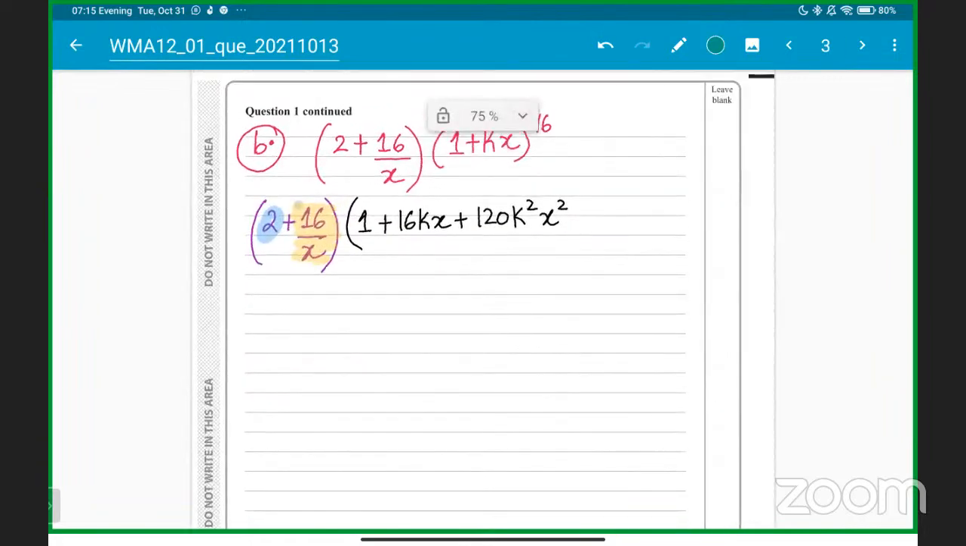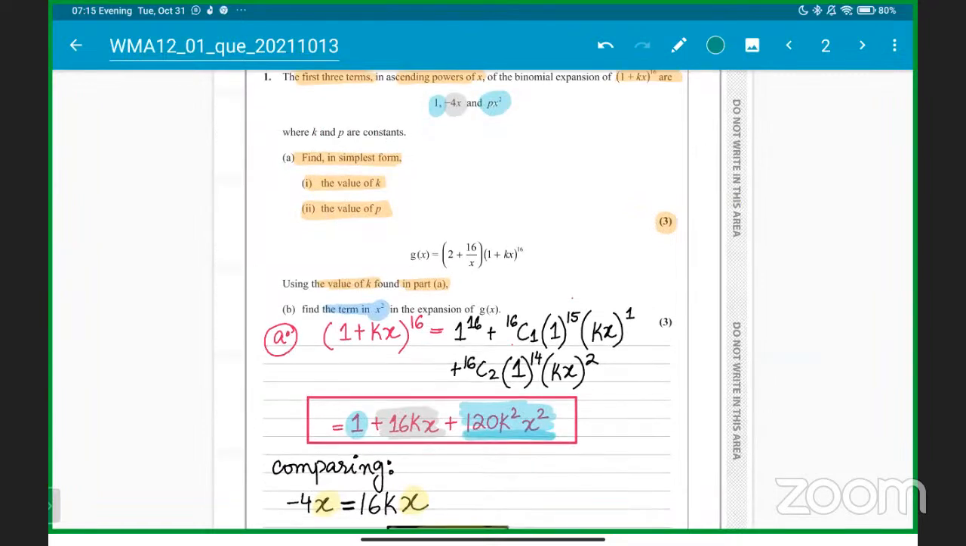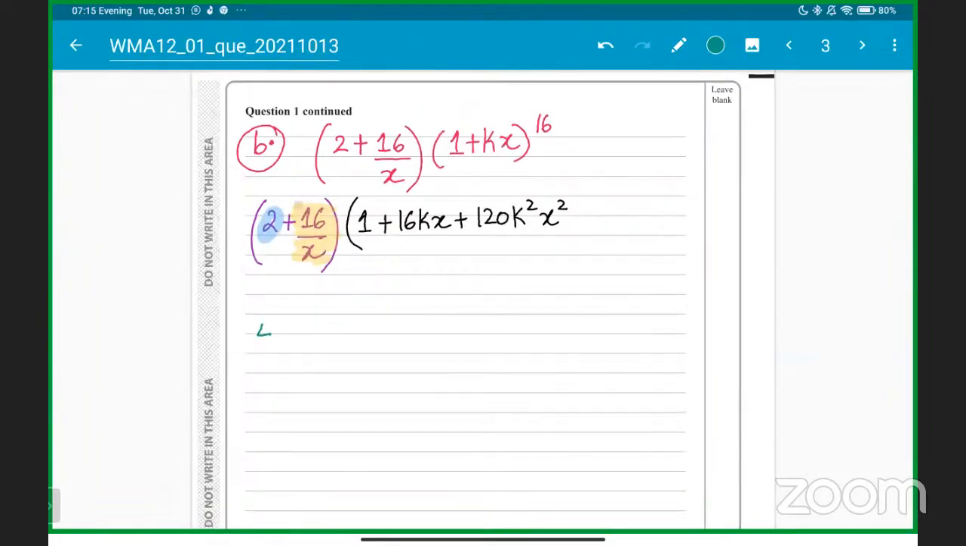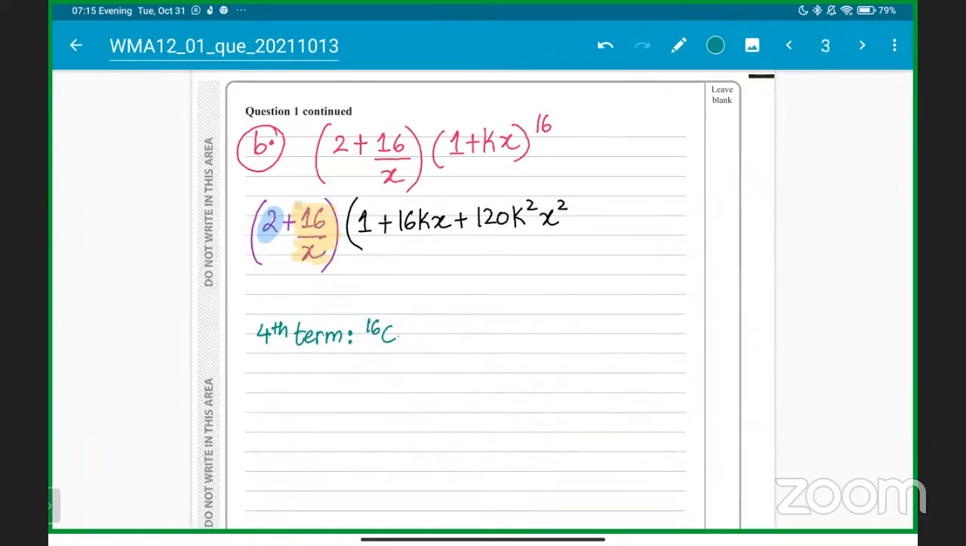We already have found out the first three terms, okay? The third term we have found out. So let's start to find out the fourth term, okay? So here let's find out the fourth term. It will be 16C. What will the fourth term be? We had done up to 16C2. It will be 16C3 into 1 to the power 13.